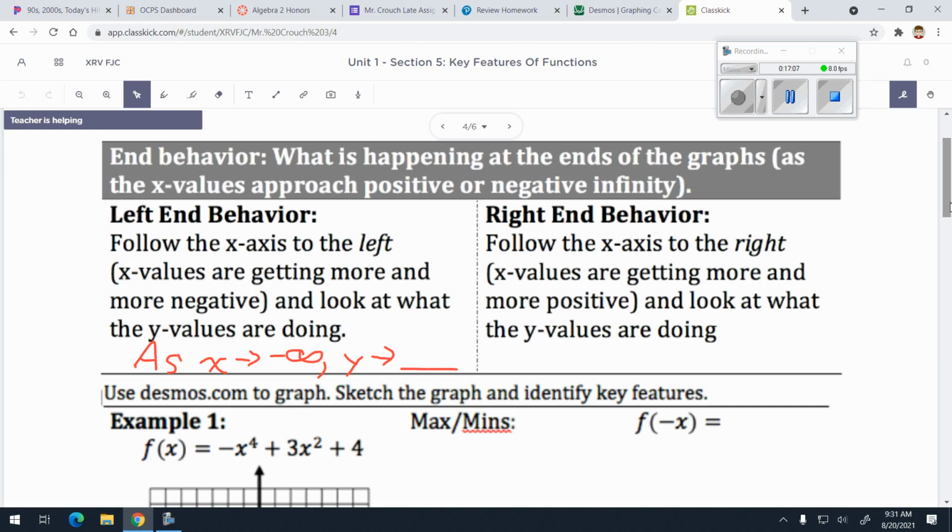For the right end behavior, it's the same exact phrase except for one minor detail. It's as x approaches positive infinity, y approaches blank. Now, do not underestimate the power of this phrase, because it's your first glimpse of what calculus will look like.